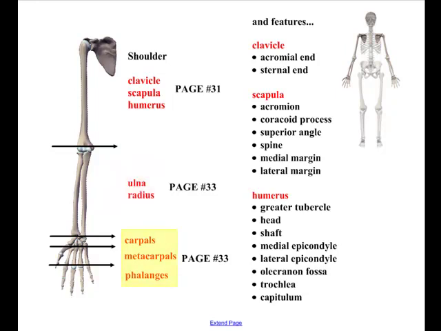We'll also take a little view at the carpal bones, which are the 8 bones that form the wrist, the metacarpals, which are 5 bones that form the palm of the hand, and the phalanges, which are 14 smaller bones which form the fingers and the thumb.